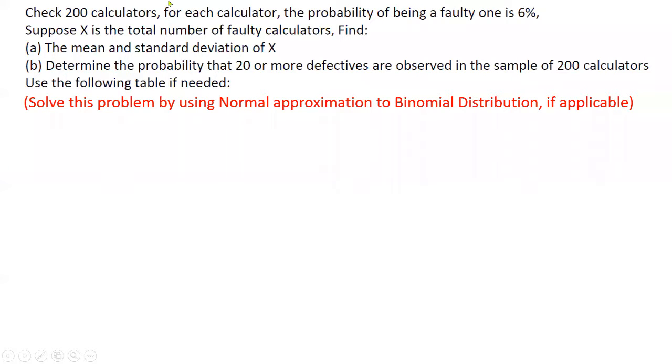Check 200 calculators. For each calculator, the probability of being a faulty one is 6%. Suppose X is the total number of faulty calculators. A. Find the mean and standard deviation of X. B. Determine the probability that 20 or more defectives are observed in the sample of 200 calculators, using the following table if needed.